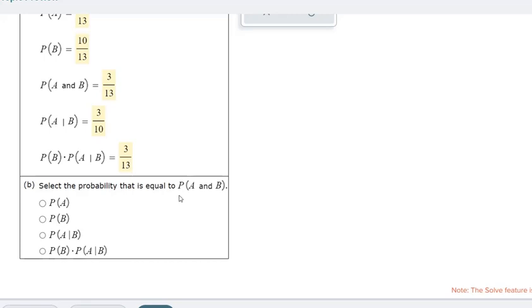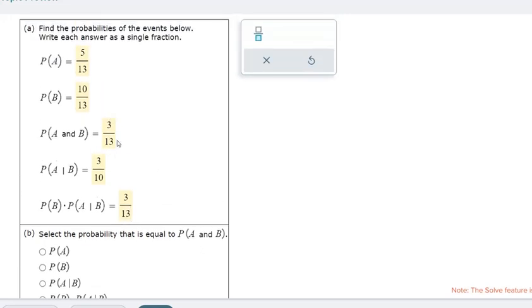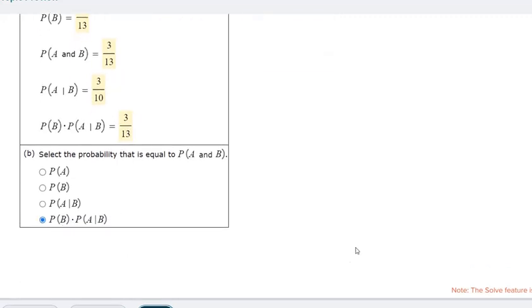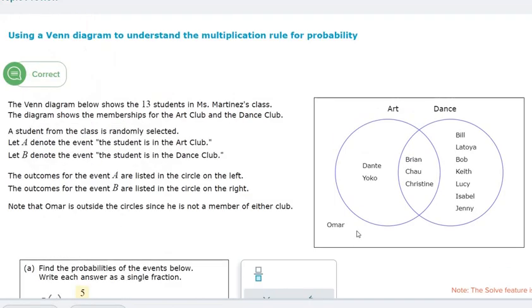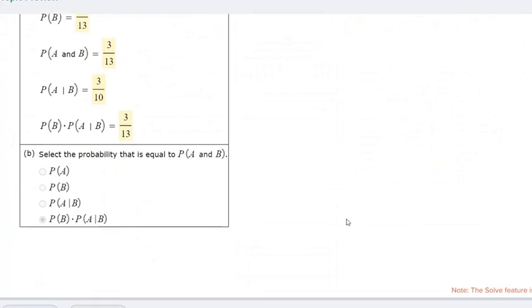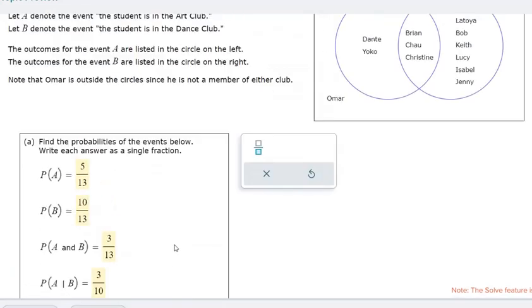Okay. Select the probability that is equal to the probability of A and B. So we're supposed to find the one that's equal to 3 out of 13. If we go through this list, the other one is this one down here. Okay, I think that's everything for this question.